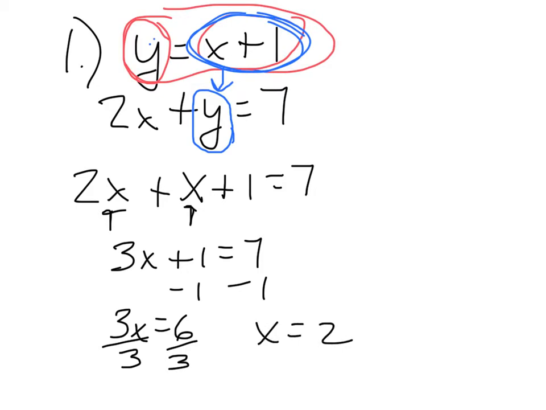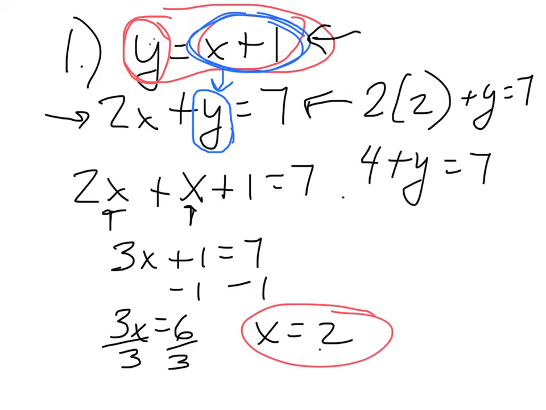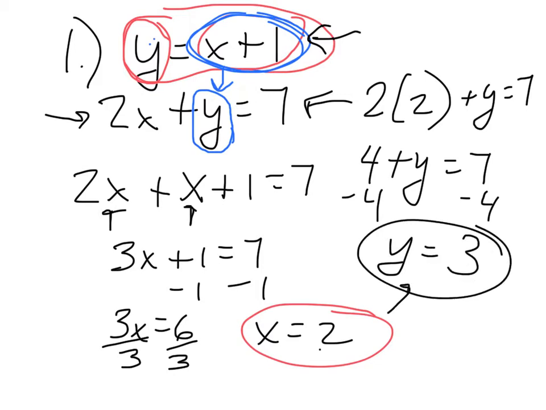Now obviously I've got x equals 2, so I've got one of the solutions. I still need y. I can use either one of these equations, and I can put the 2 back into the equation. I'm going to use this one right here. So this is going to become 2 times 2, I'm substituting 2 in for x, plus y equals 7. 2 times 2 is 4, plus y equals 7. Subtract 4, y equals 7 minus 4, which is 3. There's my solution to the equation.